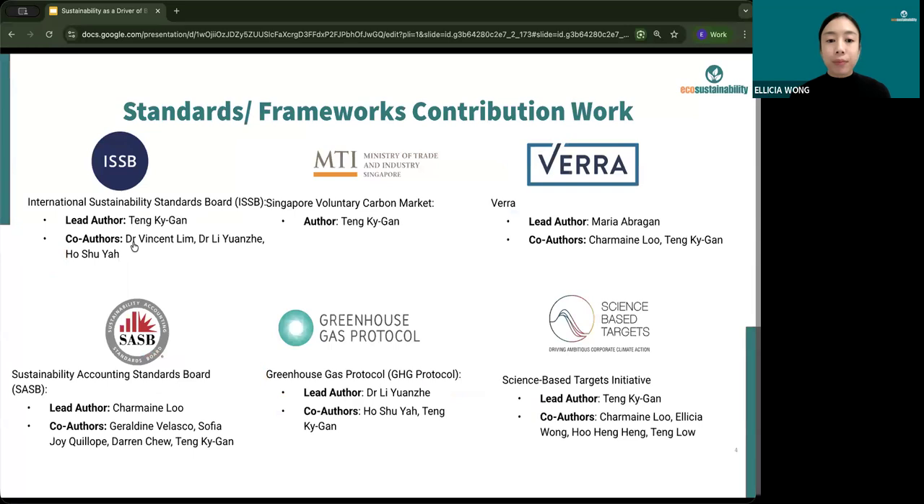What does standards contribution mean? There are global standard setters, like what you can see on the screen: ISSB, SASB, GHG Protocol, SBTi, and Verra. Then there are standard users, like the preparers, trainers, auditors, regulators, and data companies. But there is a unique bunch of people in between the standard setters and standard users. They are called standards contributors. That's us in Eco Sustainability.